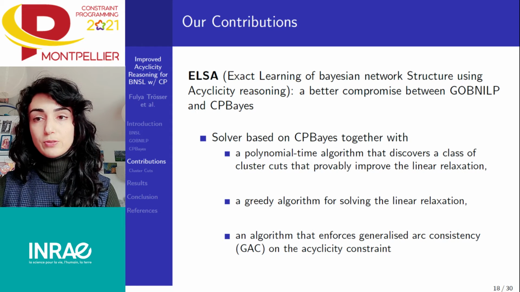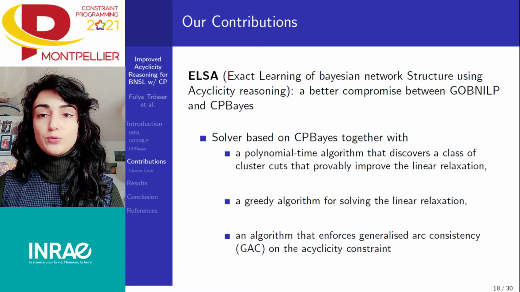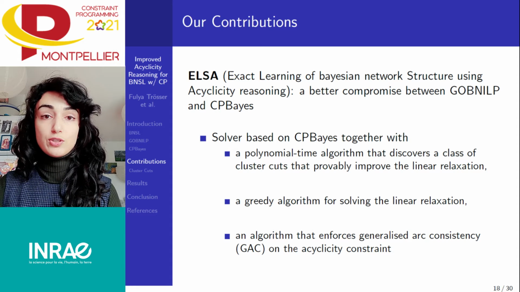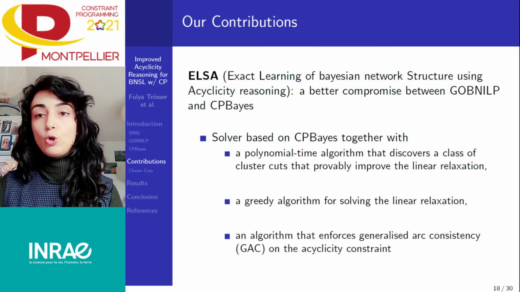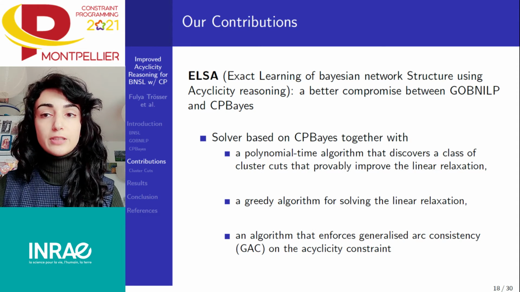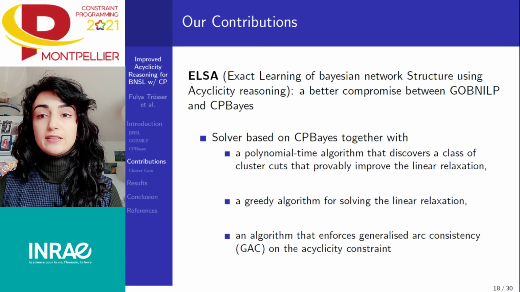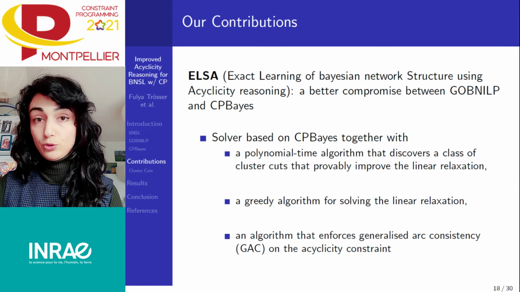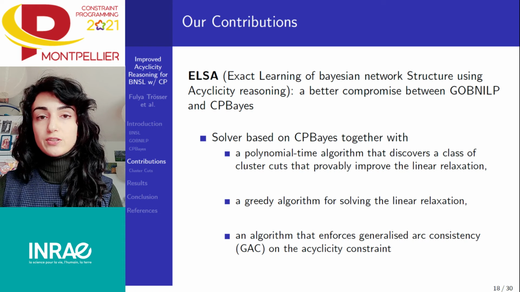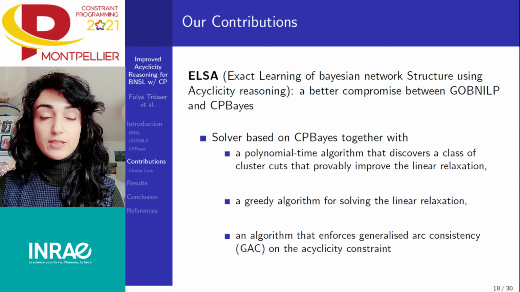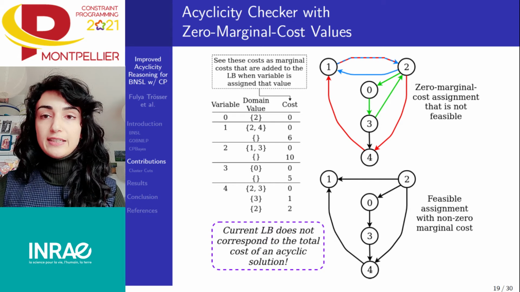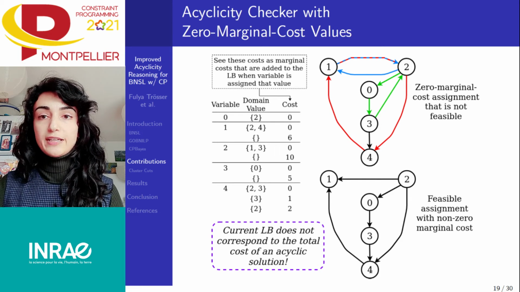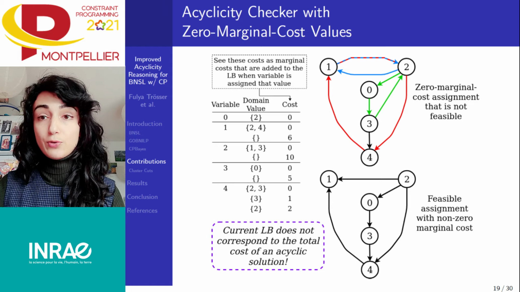the parent set variables. ELSA is a good trade-off between the other two solvers, as it still uses the cluster reasoning embedded in Gopnilp, but instead of detecting all violated cluster cuts like Gopnilp does, which is NP-hard, it detects only a subset of them in polynomial time, and this subset of clusters provably increase the lower bound. We started by modifying the acyclicity checker in CP/S so that it considers only the values with zero cost.